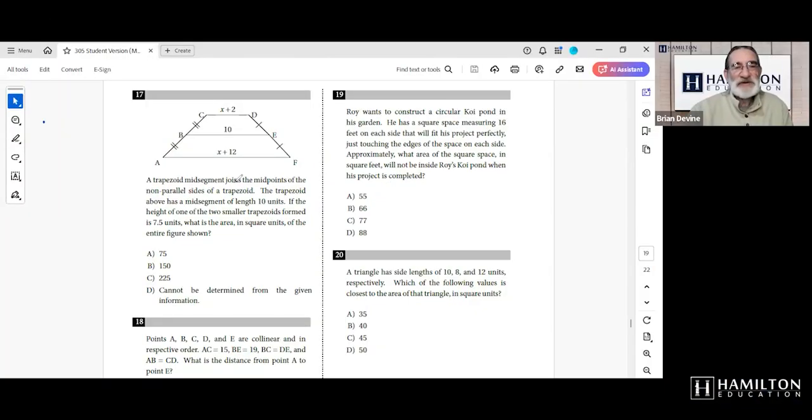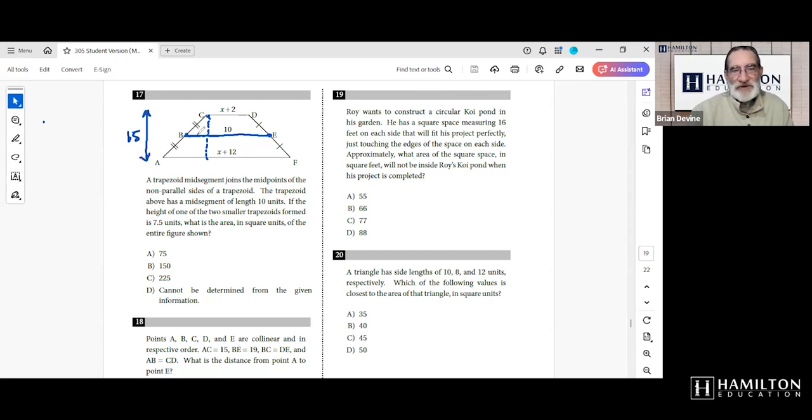Trapezoid mid-segment joins the midpoints of the non-parallel sides. So BE, which we're told is 10, is the mid-segment of this trapezoid. It connects the midpoints of each of the non-parallel sides. And we're told that the height of one of these is 7.5. In fact, both of them are 7.5. So the height of the whole thing is 2 times 7.5, which is 15.